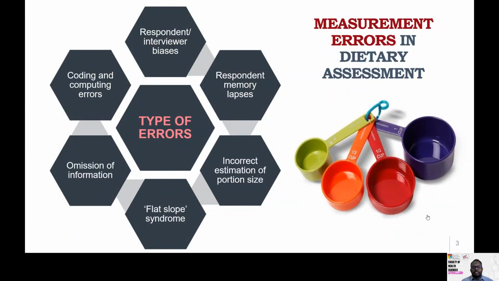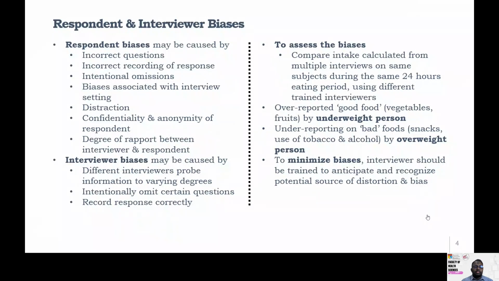These are the 6 measurement errors in dietary assessment. The first one is respondent or interviewer biases. Second one will be respondent memory lapses. Third one, incorrect estimation of portion size, flat slope syndrome, omission of information, and finally, coding and computing errors. So let's look at the first error, respondent and interviewer biases.